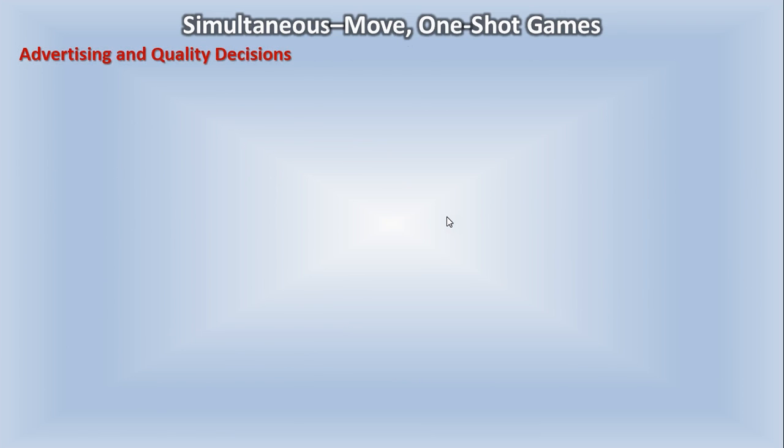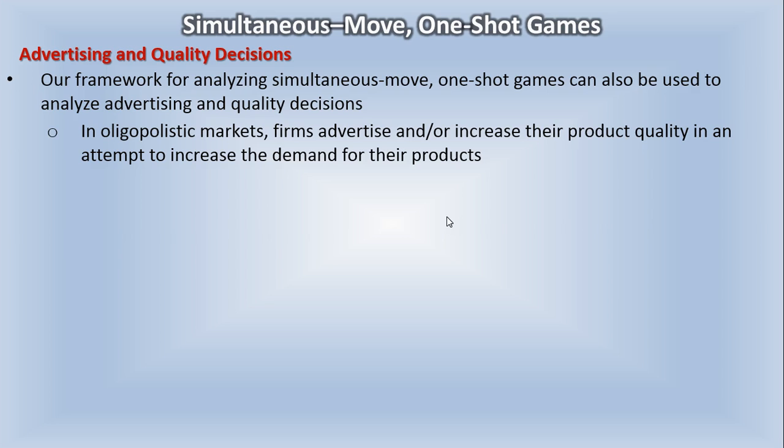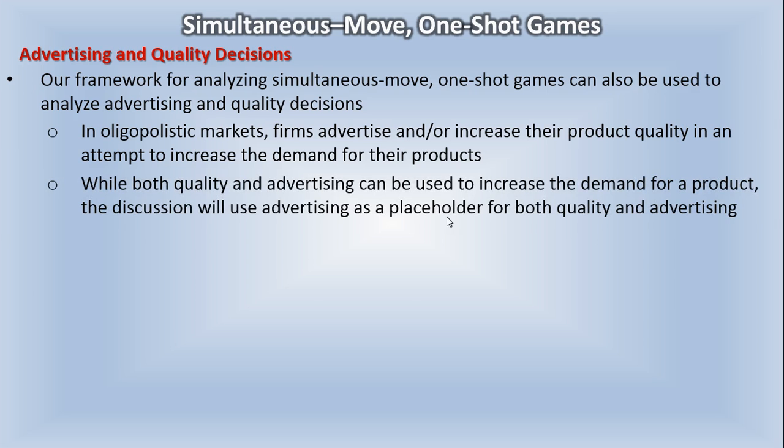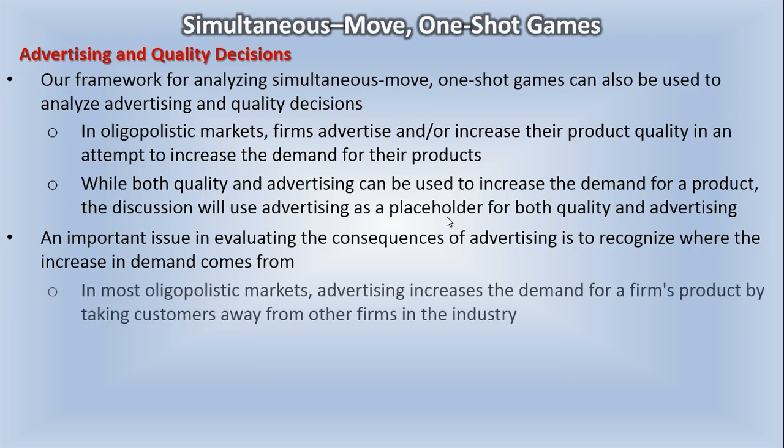All right, another application: advertising and quality decisions. So our framework for analyzing simultaneous move one-shot games can also be used to analyze advertising and quality decisions. In oligopolistic markets, firms advertise and/or increase their product quality in an attempt to increase the demand for their products. While both quality and advertising can be used to increase the demand for a product, the discussion will use advertising as a placeholder for both quality and advertising. So an important issue in evaluating the consequences of advertising is to recognize where an increase in demand comes from, like what is responsible for an increase in demand.